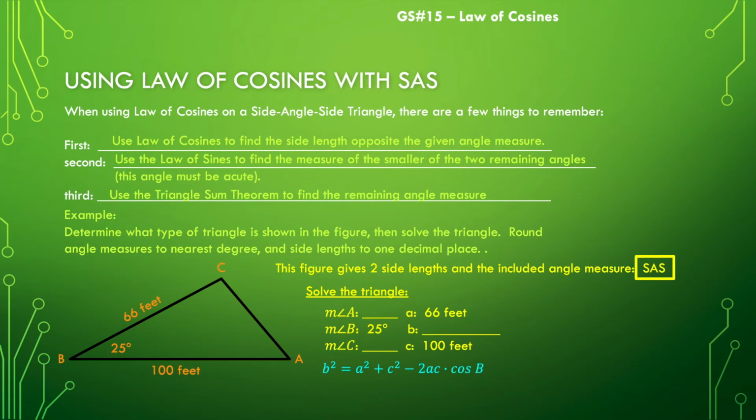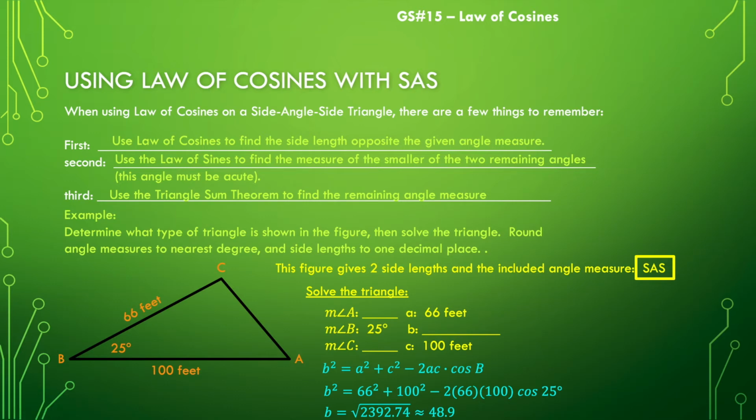Here we are, we've got B squared is equal to A squared plus C squared minus 2AC times the cosine of angle B. And we're going to go ahead and sub in what we know. A is 66 feet, so we're going to sub in 66 here. C is 100 feet, so we're going to sub in 100 here, and likewise 66 and 100 here. And angle B is 25 degrees, so we can sub in 25 degrees there. Now we can go ahead and crunch this in our calculator, and we would want to make sure that our calculator is in degree mode.